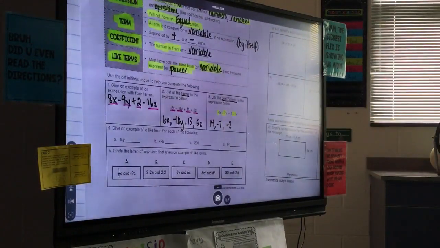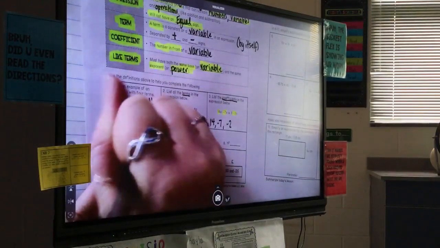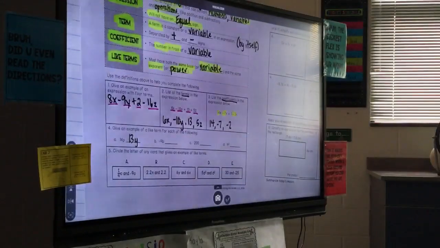All right, so for number 4, it says give an example of a like term for each of the following. So a like term must have the same variable or same variable in power or exponent, whatever you want to call that little special number. So for an example of this one, it's 13y. All right, I want you guys to do B, C, and D. Stand up when you're done.